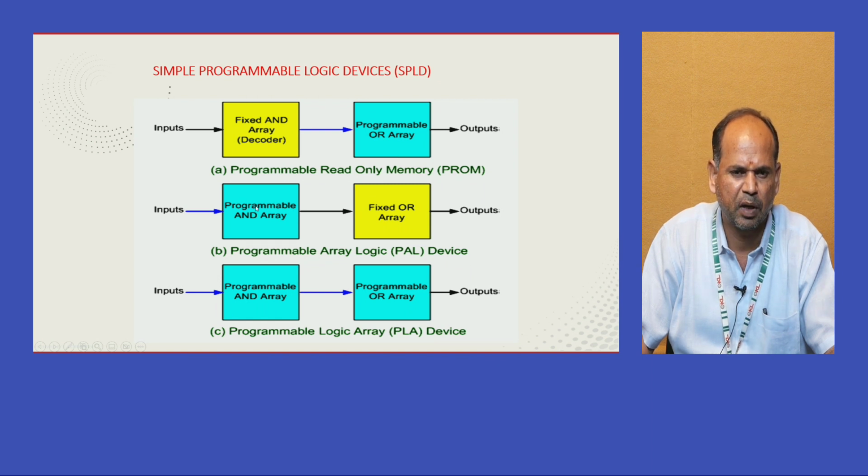Whereas the programmable array logic consists of programmable AND gates, but the OR gates are fixed. In terms of the PLA, it consists of both AND gates and OR gates being programmable. See, that's the difference between the PROM, PLA and PAL logic devices. So now these three architectures are very important if you want to design any simple PLDs.